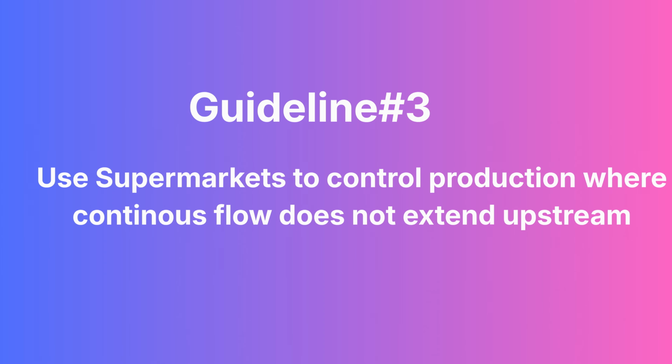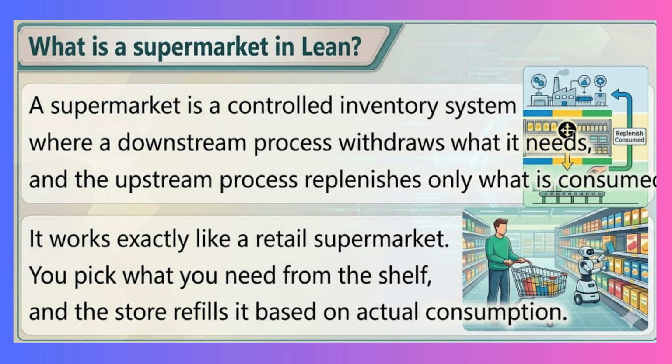In such cases, we introduce a concept called a supermarket. What is a supermarket in Lean? A supermarket is a controlled inventory system where a downstream process withdraws what it needs, and the upstream process replenishes only what is consumed. It works exactly like a retail supermarket. You pick what you need from the shelf, and the store refills it based on actual consumption.